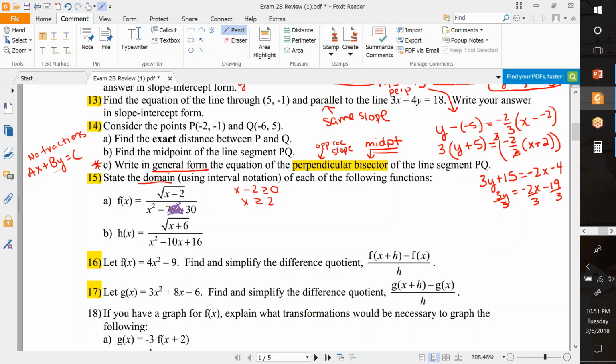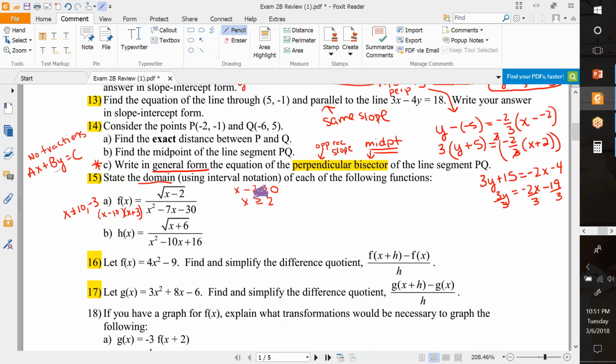The other problem we have here is that there are x's in our denominator. So if we were to factor that bottom, factors of 30 that make -7, and it's a -30 when we multiply. I believe that'd be -10 and +3 when we factor it. So that means we don't want x to ever equal a +10 or a -3, because each of those would make one of those factors equal 0.